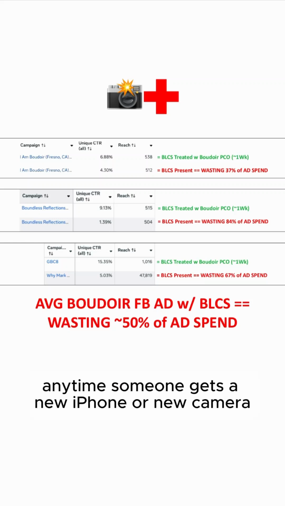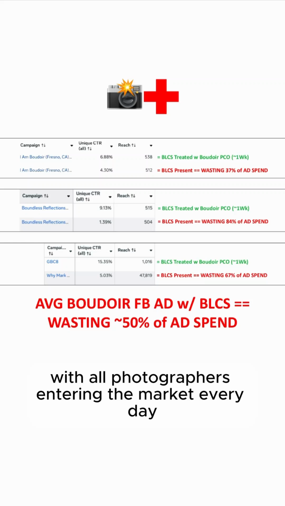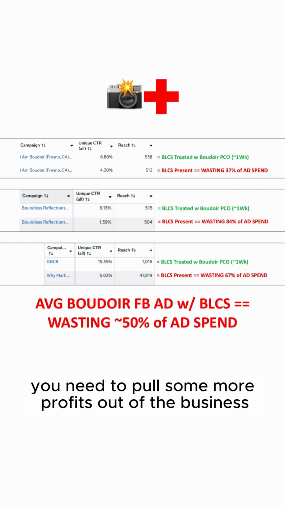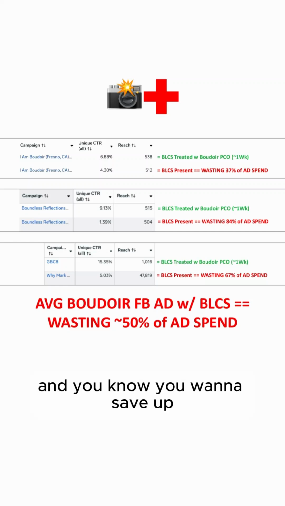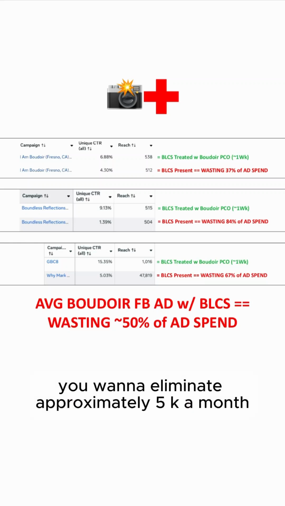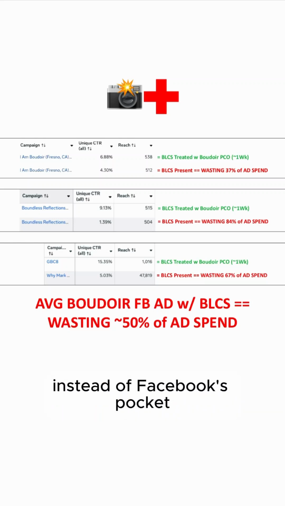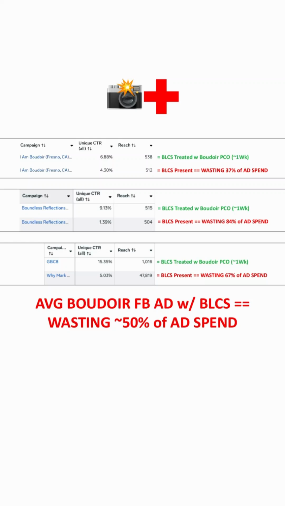Anytime someone gets a new iPhone or new camera, there's new Google My Business profiles popping up. More boudoir photographers entering the market every day, and there's more inflation in life. So you need to pull some more profits out of the business, and you want to eliminate approximately 5K a month in wasted ad spend. Put that back in your pocket instead of Facebook's pocket, where it's being wasted. 60K over the next 12 months approximately.